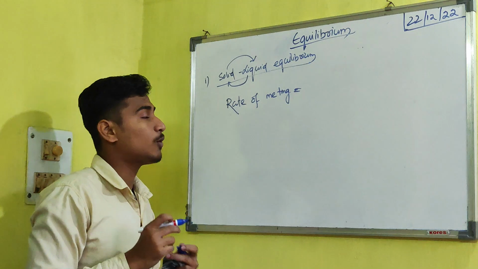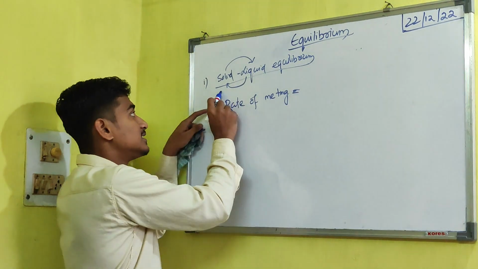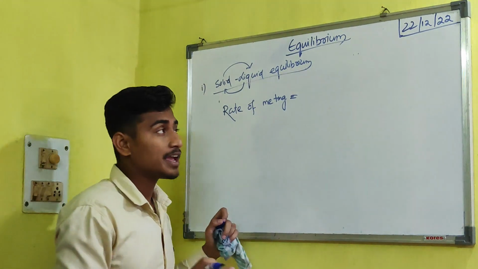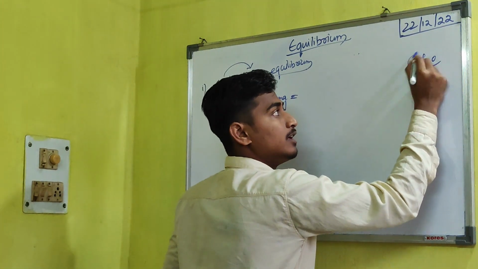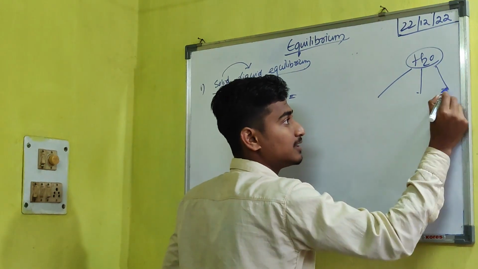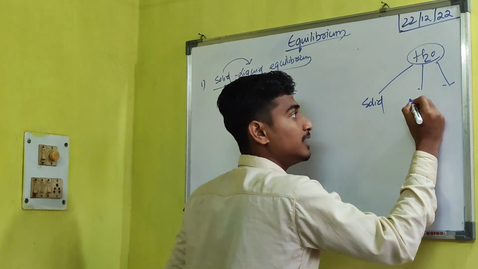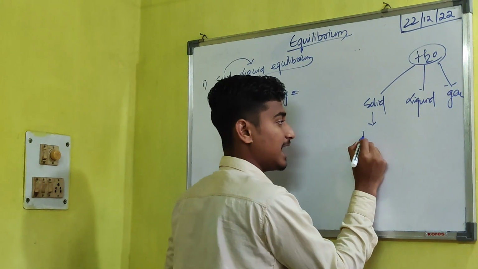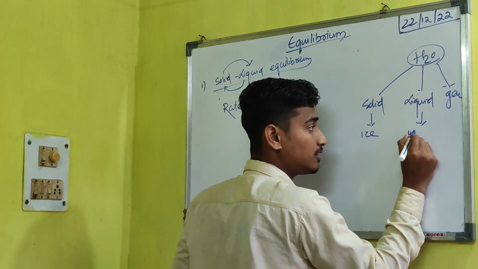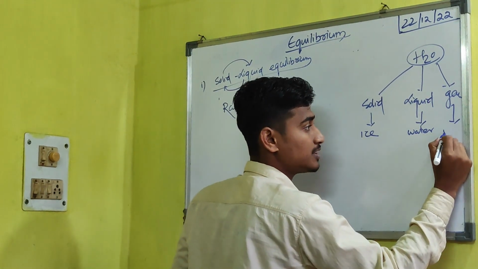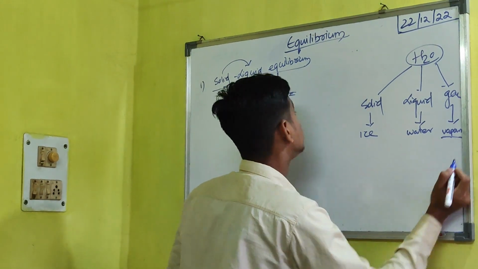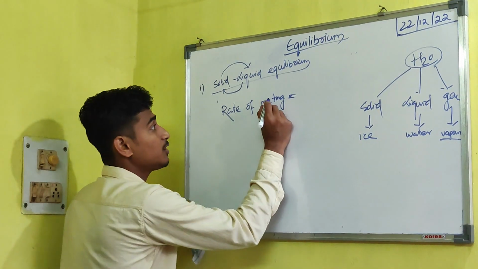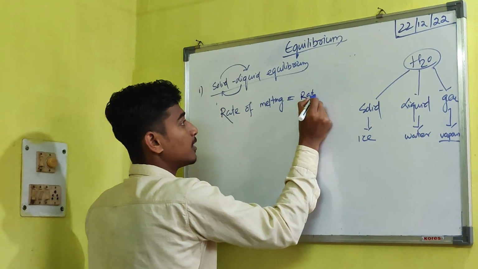We take an example of water and ice. The ice is in solid form, and the water is in liquid form. We can see that H2O exists in all three phases: solid, liquid and gas. The solid is ice, the liquid is water, and the gas is vapor. In the solid-liquid equilibrium, the rate of melting is equal to the rate of freezing.